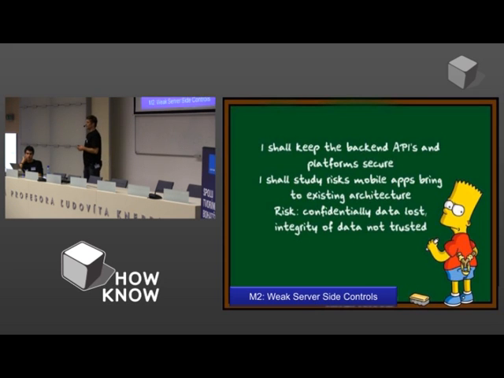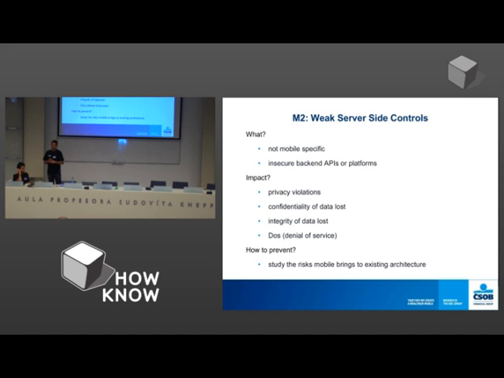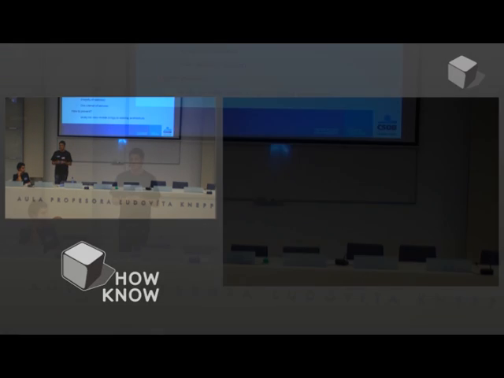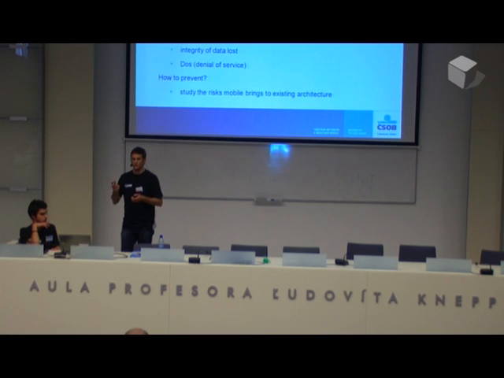Second risk, weak server-side controls. This is in fact not mobile specific. It also goes for online web applications. This deals with backends, platforms which are not really secure, APIs which are not secure. Can cause a lot of problems, privacy violations, or I can connect to an API I'm not supposed to connect to and get this friend's account balance while I'm not supposed to do it.